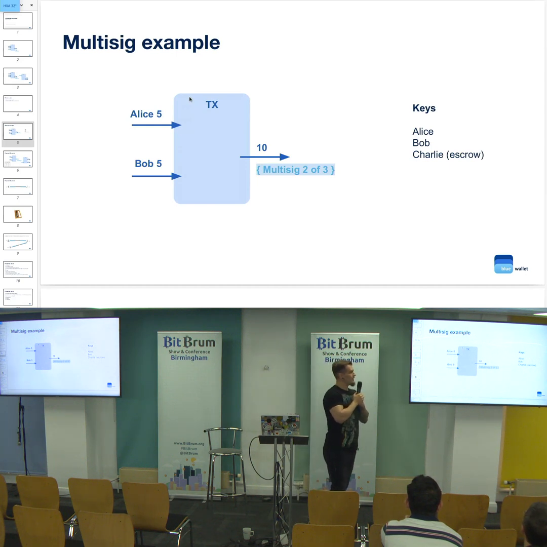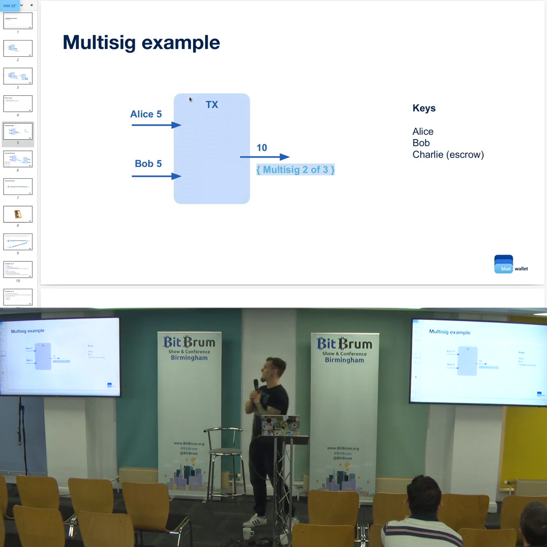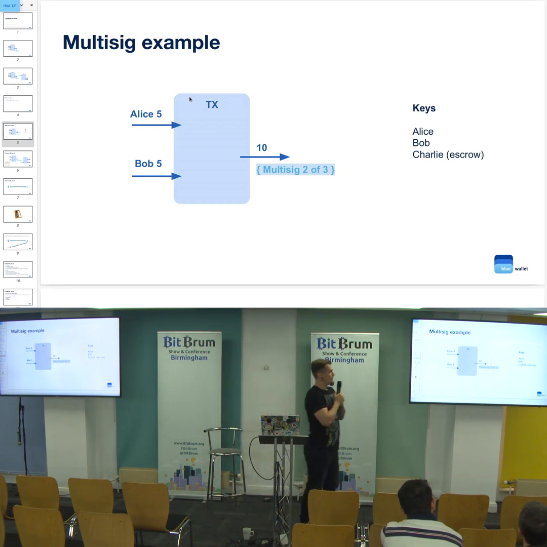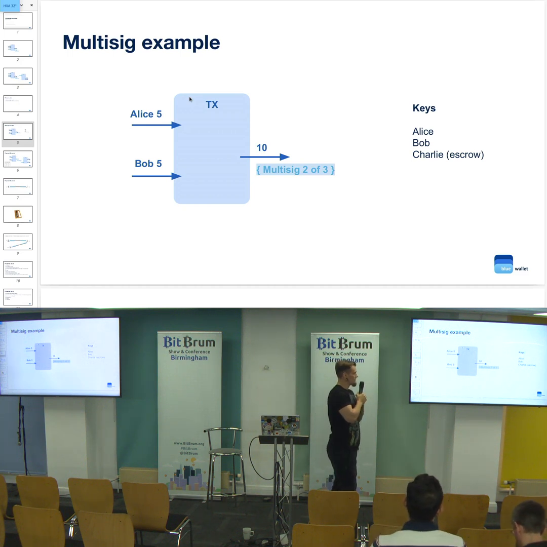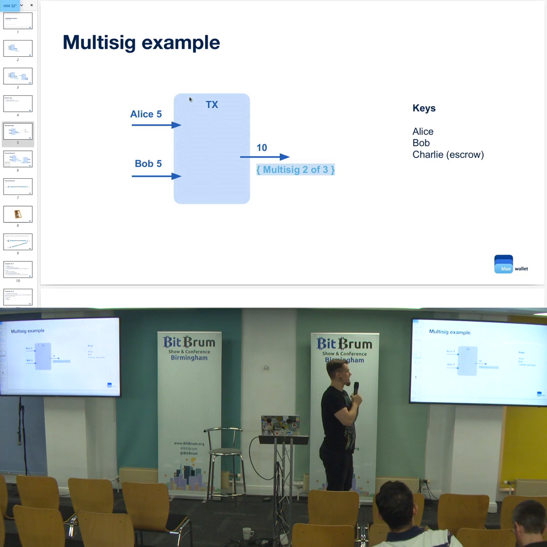A very typical multisig, which is 2 out of 3, is called an escrow smart contract. It's used for escrow. So imagine Alice and Bob want to do business together. They both lock 5 coins each in a multisig, 2 out of 3. And they give 1 private key to Charlie. So Alice gets 1 private key, Bob gets 1 private key, and they give 1 private key to Charlie.